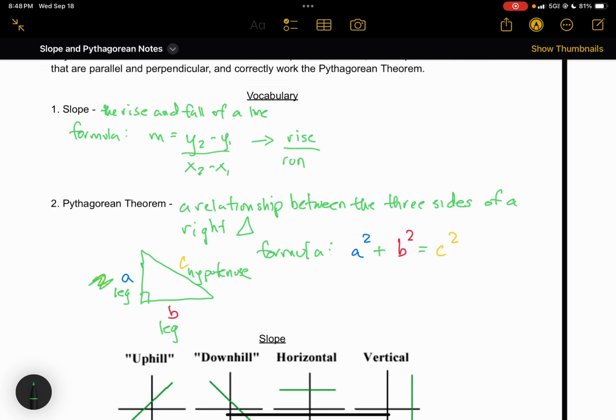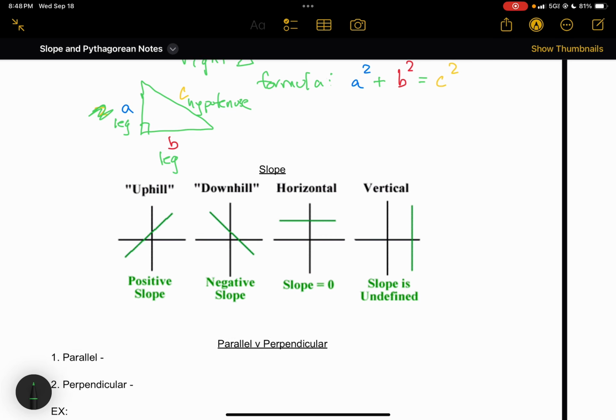Okay, all right, so types of slope. Y'all, I apologize. My dogs are coming in and out of the house.